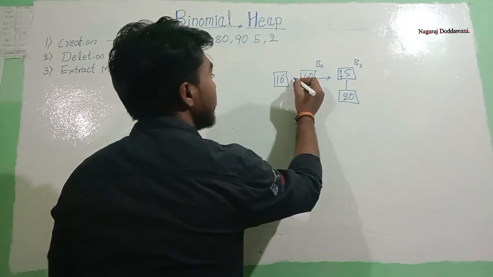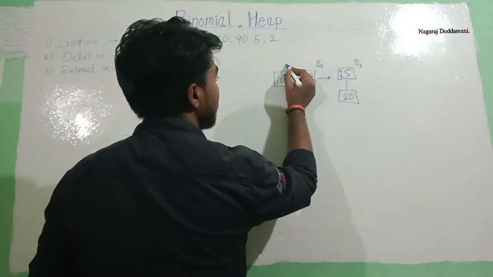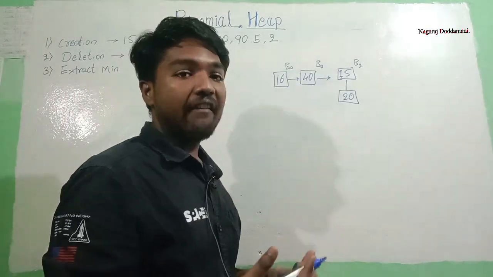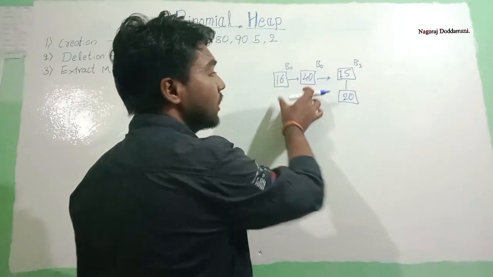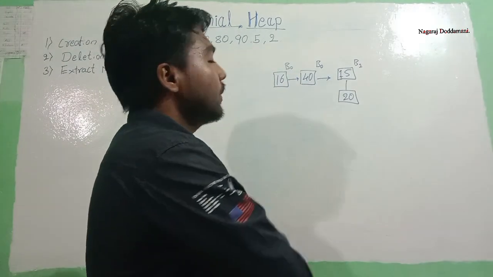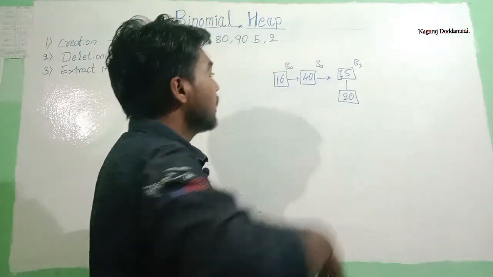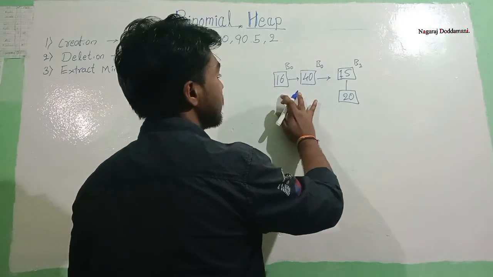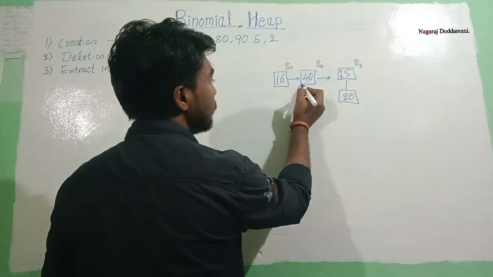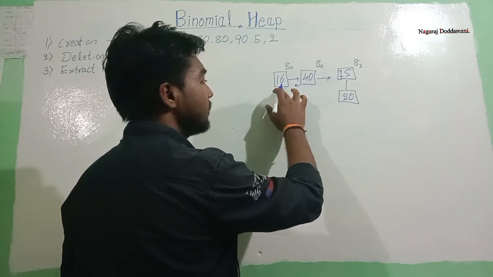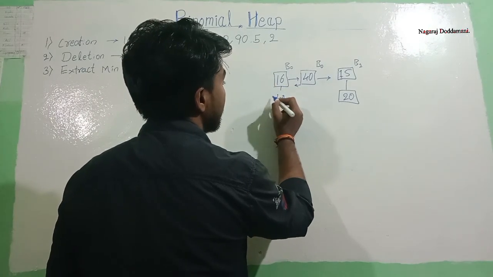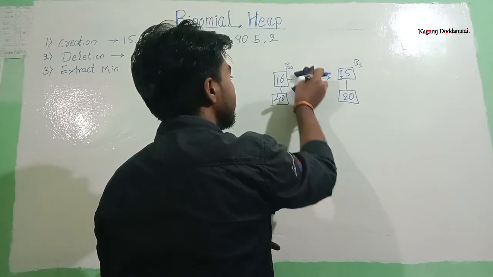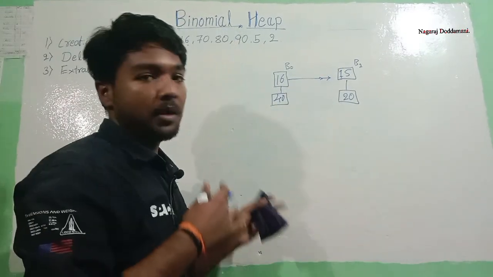We need to create a node and merge, and we need to calculate the orders. Again we need to check whether any trees have the same order. Here both have the same order, so we need to merge them. How can I merge? We need to check which node has the smaller value. In this case 16 has the smaller value, so we need to make 40 a child of the 16 node. We can create a node and make this its child. So this node will be erased, and this tree will be merged together.